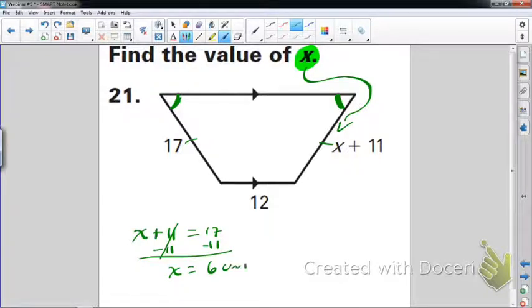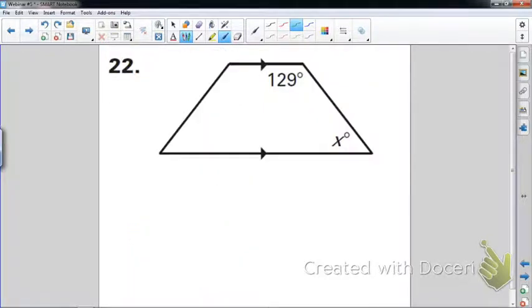6 units. Okay, super simple. It's not that hard. If I wanted to know what this angle would be here, I would have to know at least this one here, or this one here, or both of them. And then remember, these two are supplementary to each other, so I can figure that one out, okay? So keep that in mind.